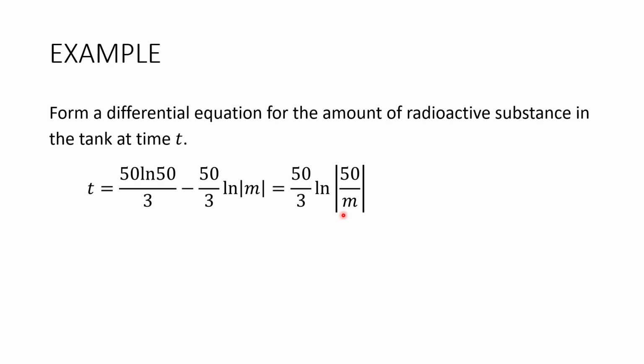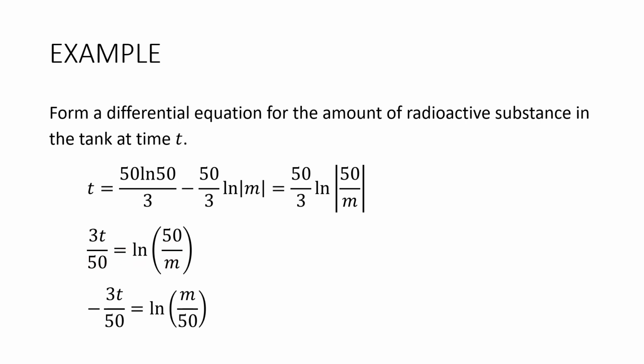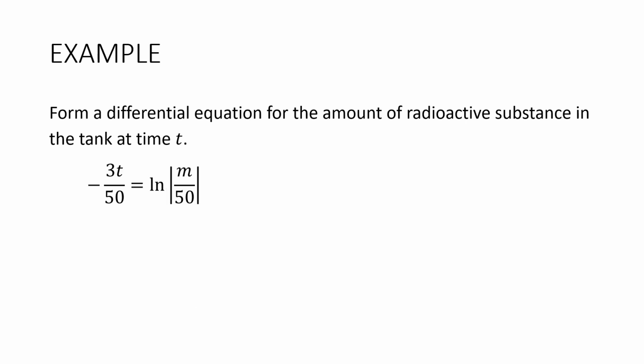Right, we want to make m the subject, so multiply both sides by 3 on 50. And before we raise both sides as powers of e, I would like this m to be on the numerator. So I'm going to negate both sides, and that will flip this 50 on m like this. Okay, make sure that makes sense to you. Now let's raise both sides as powers of e. And that will give us this, multiplied by 50, and there's our answer.